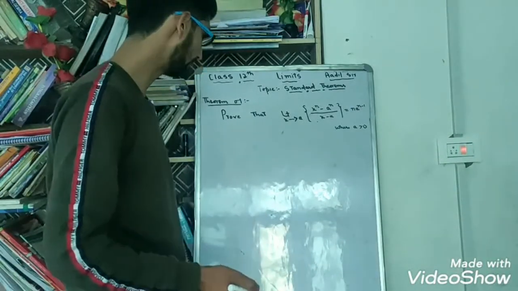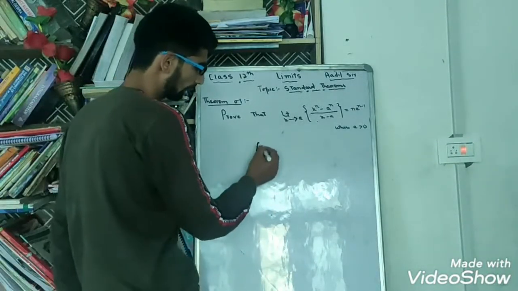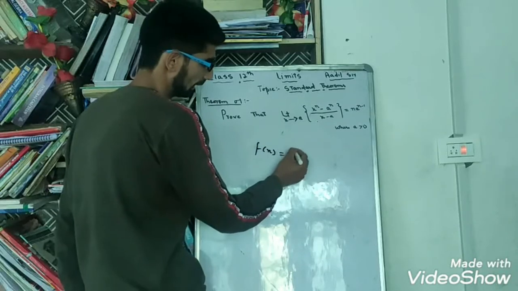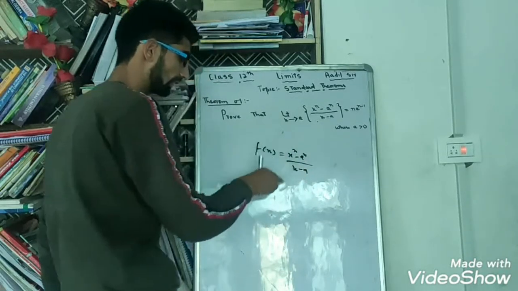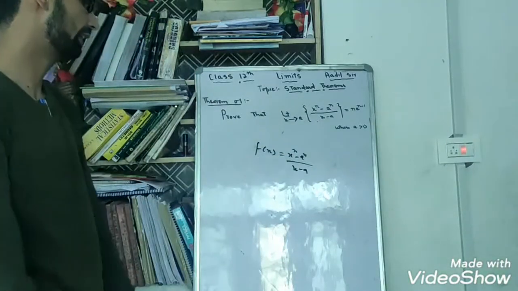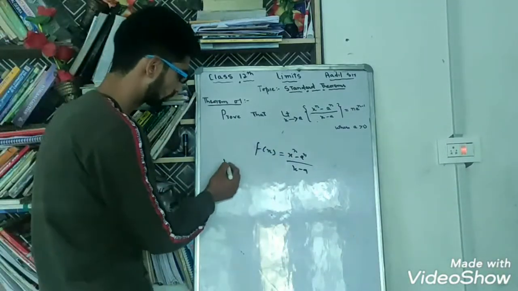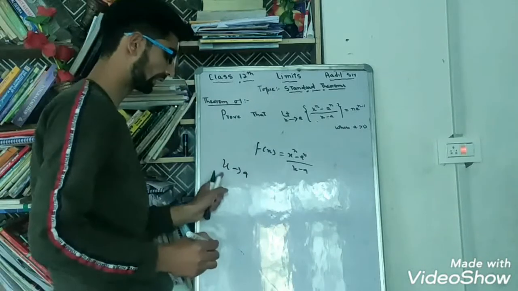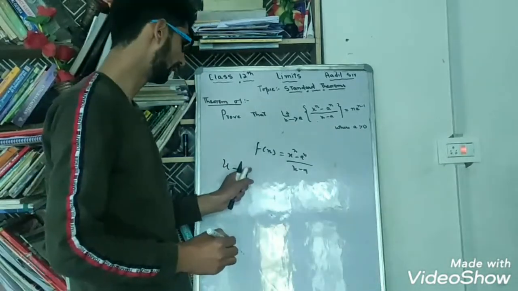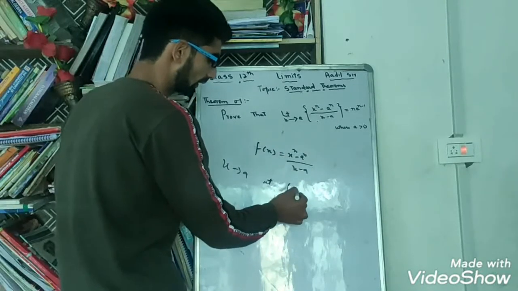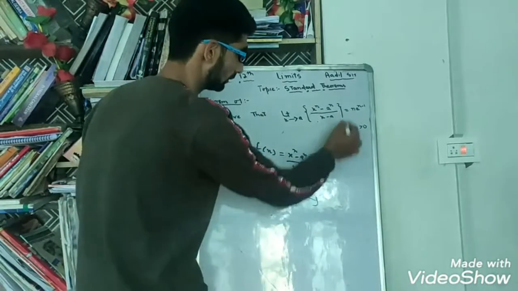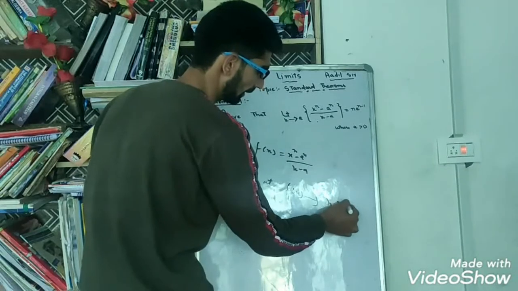What it means is, if we have a function that is of the form (x^n minus a^n) divided by (x minus a), and if in this function we tend this x to a, then the value of the function will approach n into a^(n minus 1).